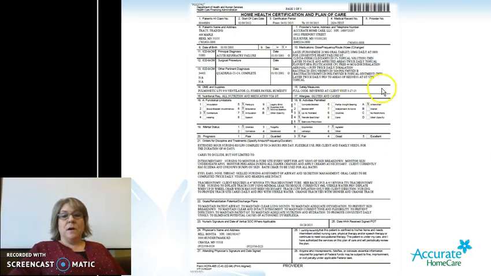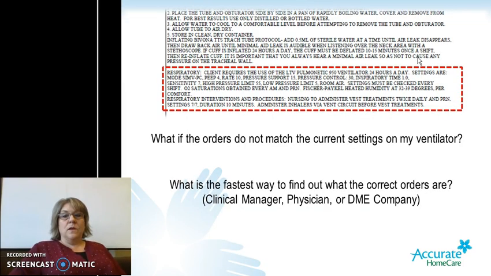This is a sample of a 485 or a care plan for a patient. Somewhere in there is going to be your ventilator orders. On this page, I show in red the ventilator orders for this particular patient. When we're doing our safety checks at the beginning of our shift, we want to assure that our ventilator settings match our 485 or our orders. If they do not match, where can I go to find current settings for my ventilator?